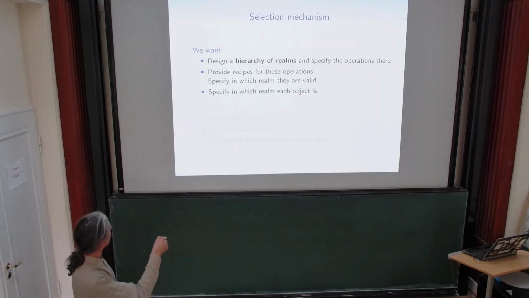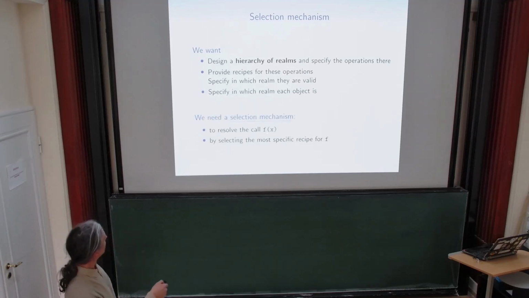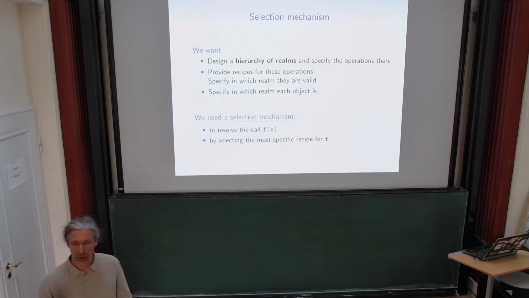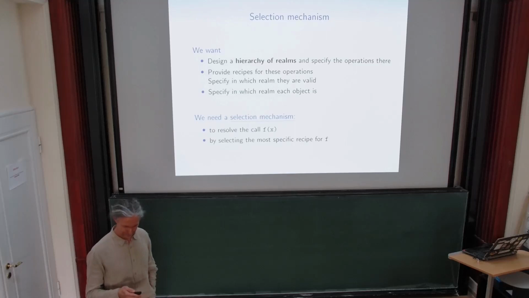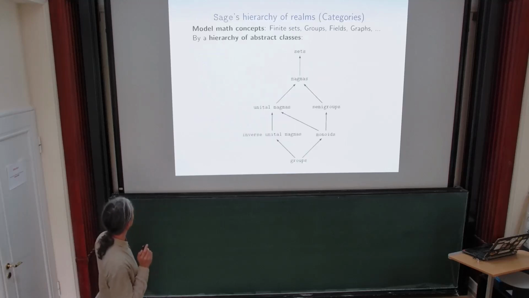So for this to work, in particular, you need to have a selection mechanism. When I write f of x, I want the system to be able to look at the realm in which x is, look at all the recipes, and choose whichever recipe is the most specific. Okay? So far, so good.